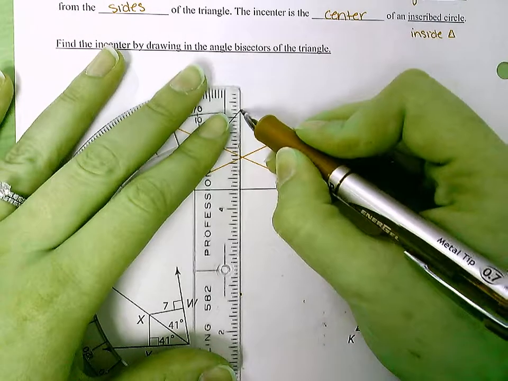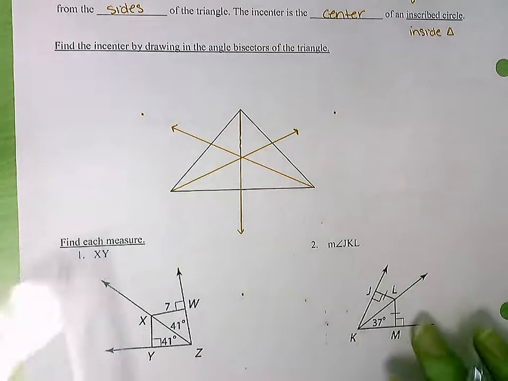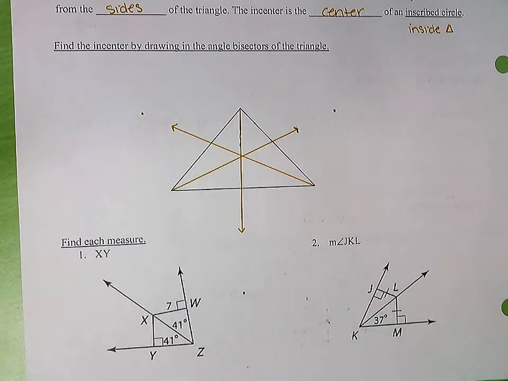And again, all 3 should roughly intersect. Did you say 40 or 45? For the angle, it's like 41 and a half or 42.